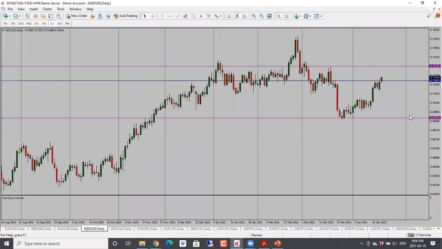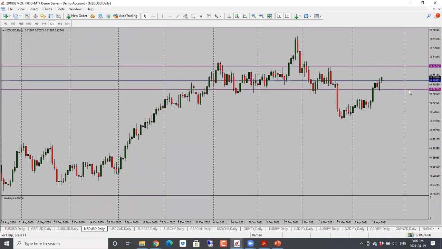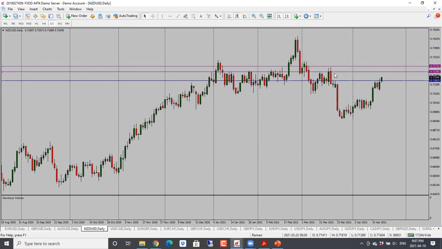New Zealand dollar, this is also looking bullish. Same scenario here. We saw price go up, consolidate, and now we're looking for a continuation to the upside. Next target is 0.7240 and then 0.7275 back into this resistance. So bullish bias for New Zealand dollar.